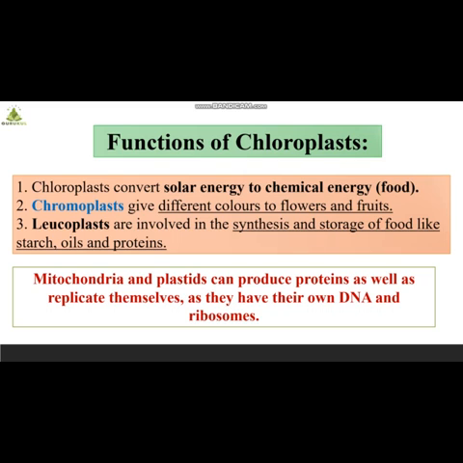A very, very important point, students. Mitochondria and plastids. If you can recollect, when we were studying mitochondria, I said mitochondria contain all the materials required for protein synthesis. Here, mitochondria and plastids both can produce proteins on their own, as well as replicate themselves. Replicate themselves means they can make their own identical copies.